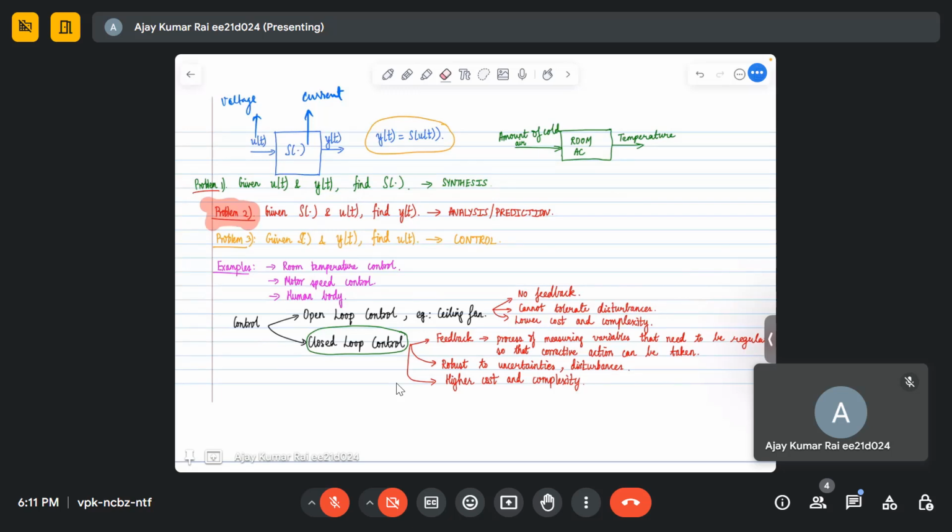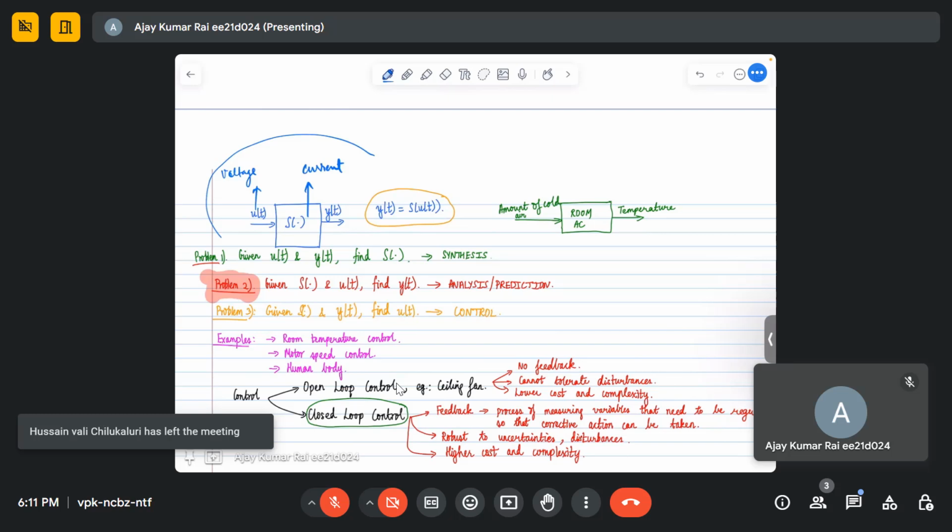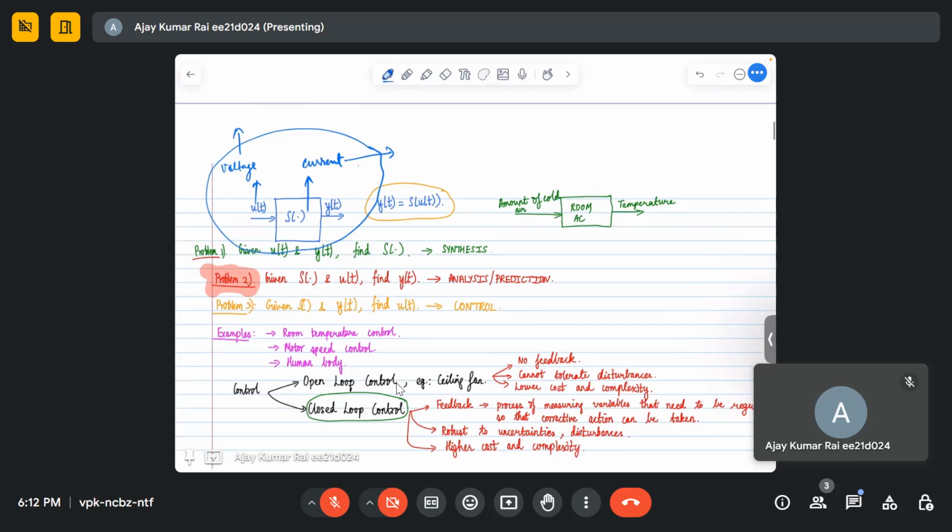And third is, you are given the system and you have set some objective. You want to achieve a particular output. Then how should I vary my inputs so as to get that output? That is the control problem. If you want to control this current here, what should be the variation in the voltage? That is the control problem, where we develop a controller such that it will vary the voltage according to our set objective of fixing the current, which is the output.